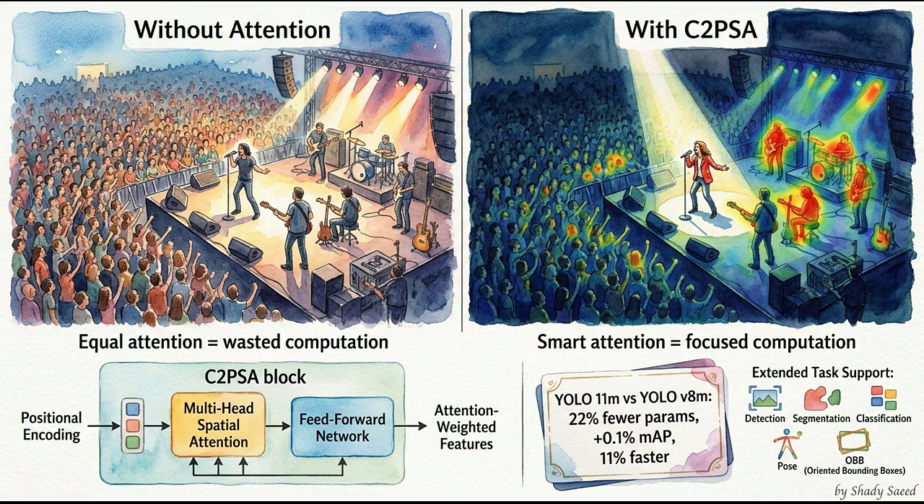YOLO 11 from Ultralytics in late 2024 introduced C3K2 blocks, efficient feature extraction with smaller kernels, and the C2PSA module combining cross-stage partial connections with spatial attention. Attention lets the network focus on important parts of an image, like how your eyes lock onto a face in a crowd, rather than wasting effort on the blank sky above.